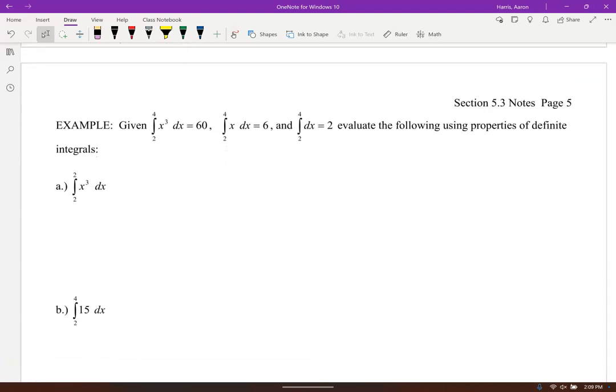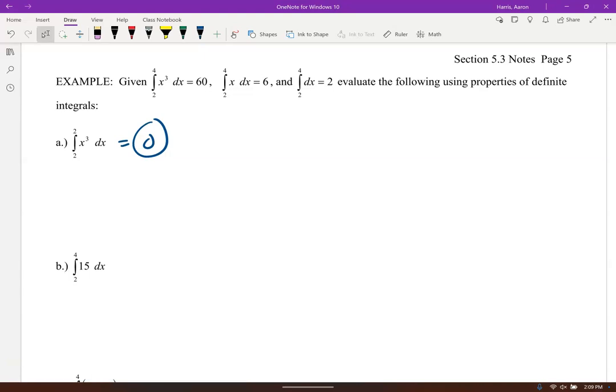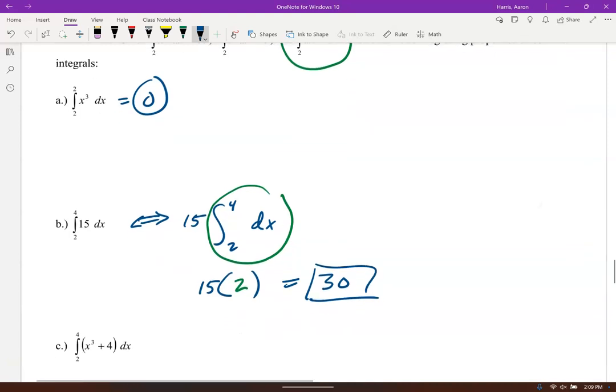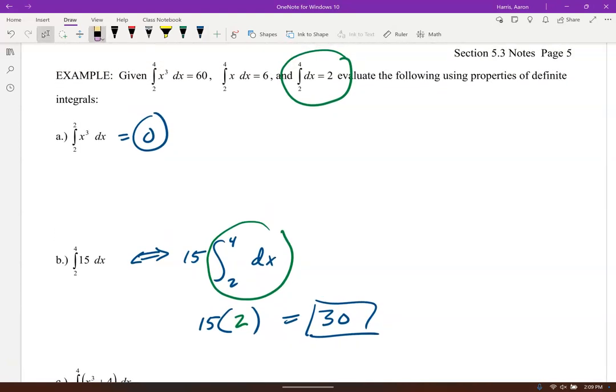So 2 to 2, that's our first one. If I'm going from a to a, it says an area of 0, right? How about from 2 to 4 of 15? So what I would do here is put the 15 in front. I'm going from 2 to 4. I still have the dx here. And the reason I did that is because I see right here that is 2. So the 15 stays in front times 2. This just ends up being 30. So I'm using these given rules up above.